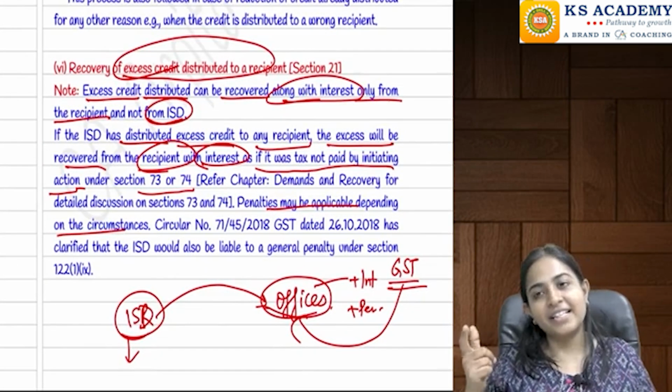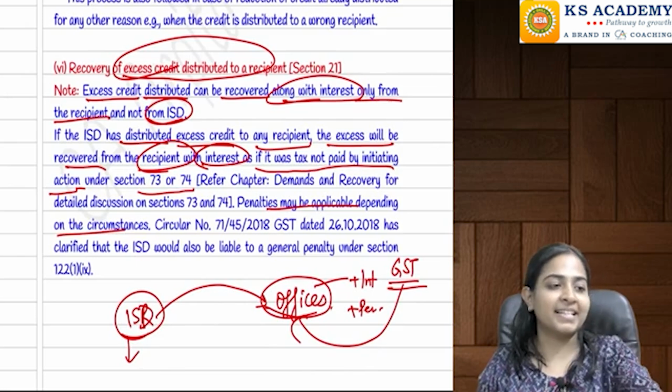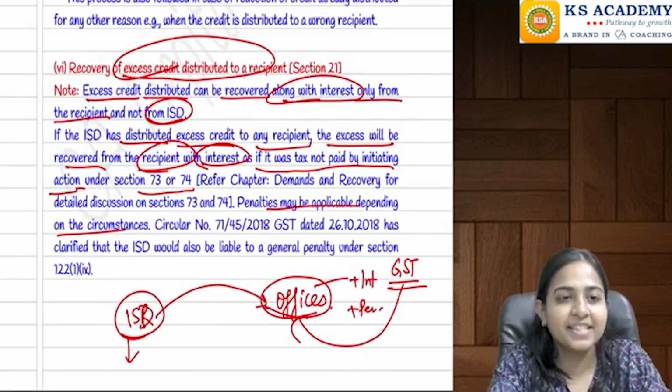Are you clear with this, everyone? This was all about your input tax credit. I hope in a faster manner you were able to revise the provision.